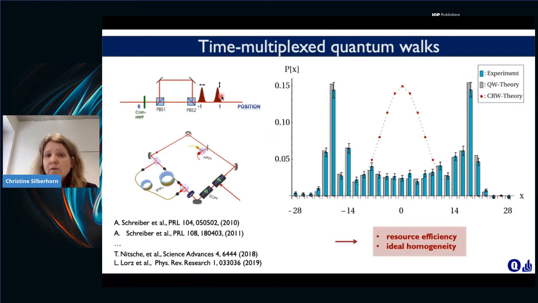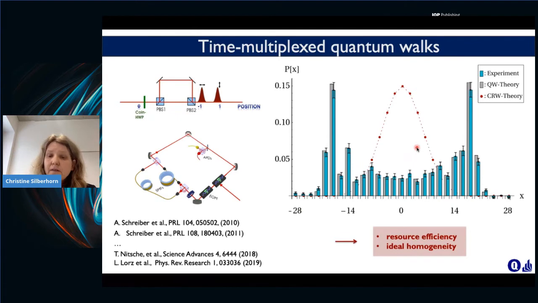This is the reason why we did it in the time domain. Our coin is implemented by a half-wave plate, so we really have the two-dimensional Hilbert space. And then we introduce a polarization-dependent delay such that we implement the delay in time. If you repeat that, in a loop geometry, what you can then get is really this quantum walk. And here on the right, you see theory and experiment. This is really experimental data, and it's already 10 years old.